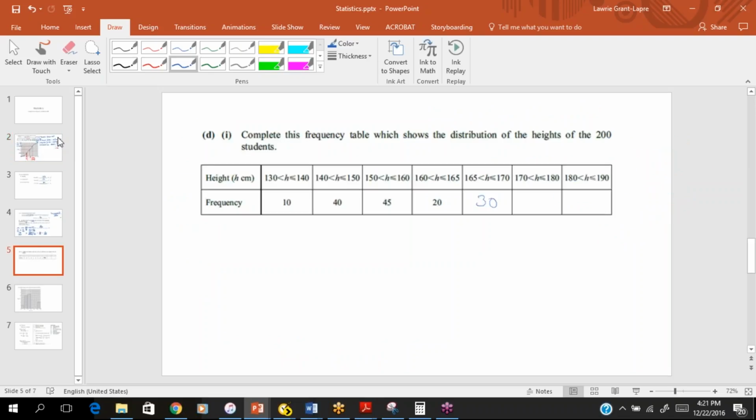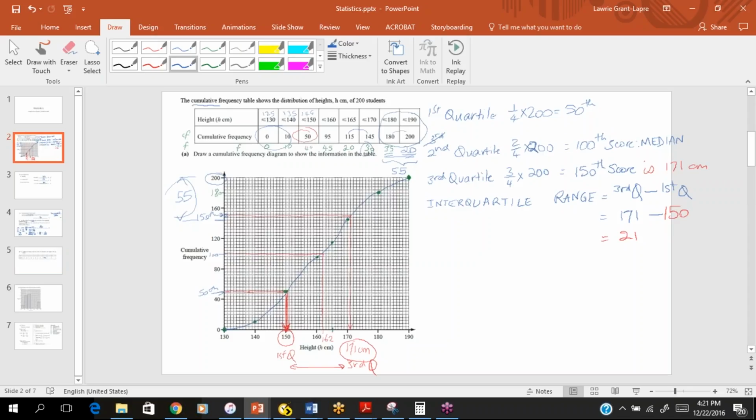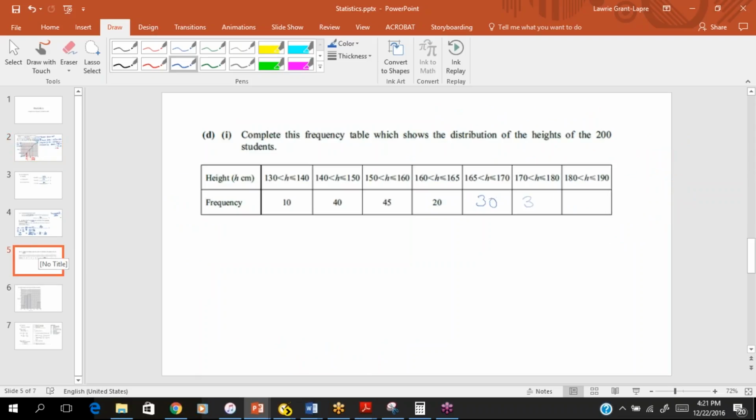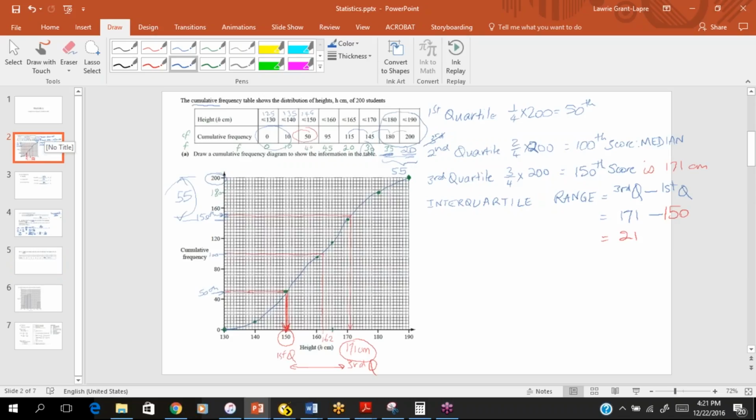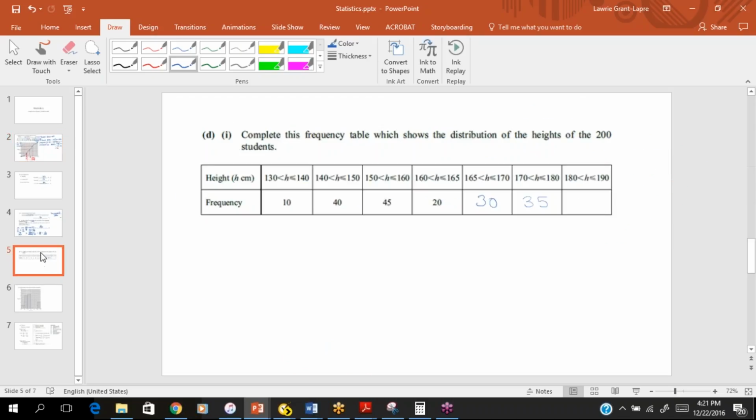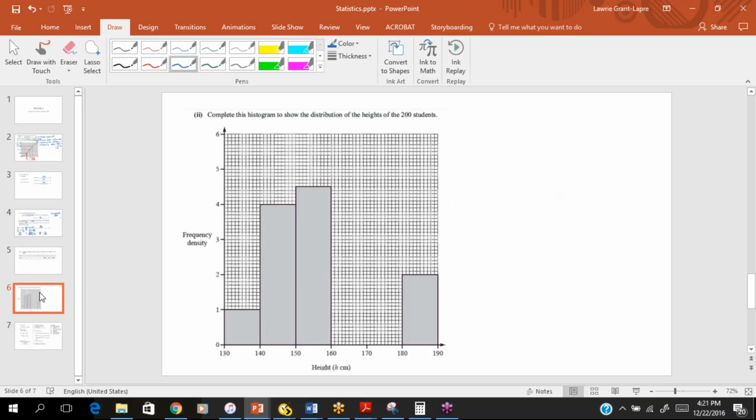And then between 170 and 180, from 145 to 180 is another 35. And then finally in the last group, it went from 180 up to 200. So that's an extra 20. So there's 20 students between these heights here. Good. Now complete this histogram to show the distribution of the heights.